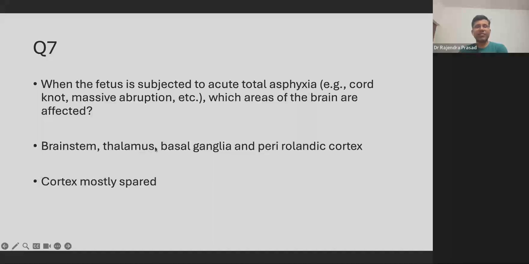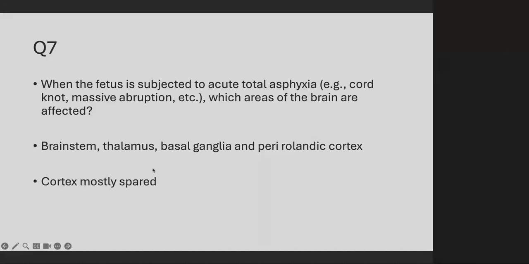So brainstem, thalamus, basal ganglia. These are the deep gray matter someone has mentioned, along with the brainstem. These are predominantly involved. The important thing is cortex is mostly spared. Even the subcortex is also spared. Cortex and subcortex and the watershed zone involvement is mostly in the subacute and prolonged insults.